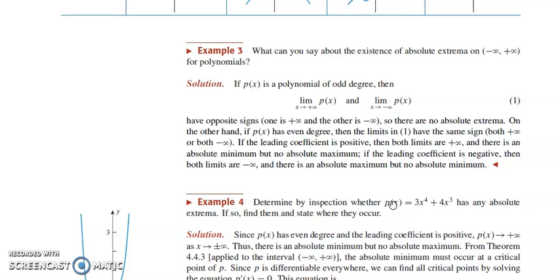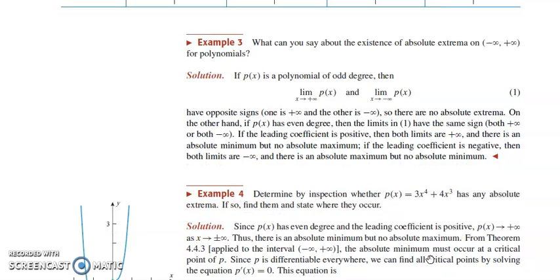So the function approaches infinity on both sides. So as the function tends to infinity, there cannot be an absolute maximum. So there is only a possible minimum. So absolute maximum case illa.